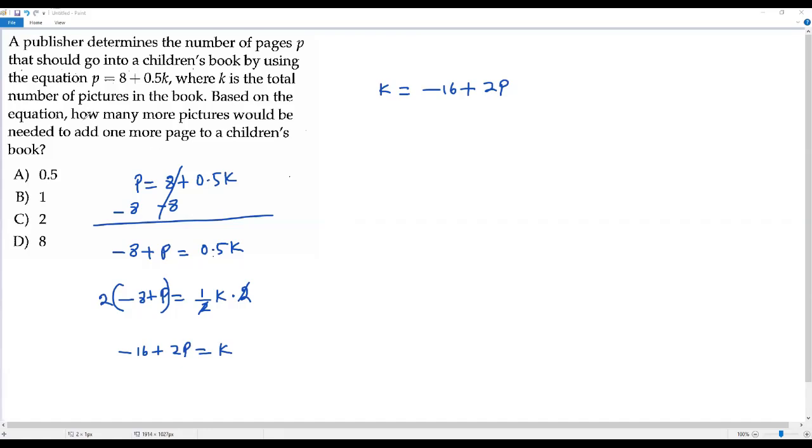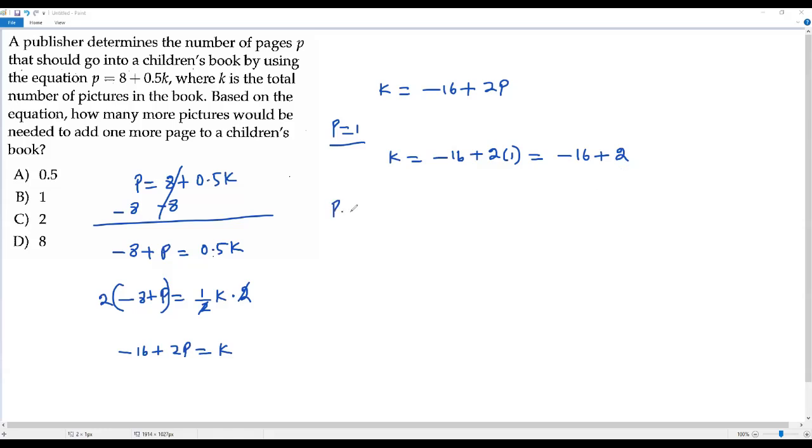The question says, how many more pictures would be needed to add one more page to a children's book? Now what I'm going to do is plug in P equal to 1 in this equation to find the value of K, which represents the total number of pictures in the book. Let me plug in P equal to 1. So K equals -16 + 2 times 1, which gives me -16 + 2. Let's keep this one as it is.